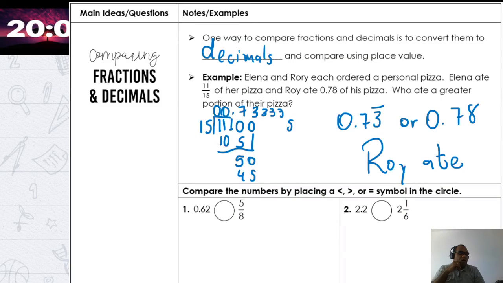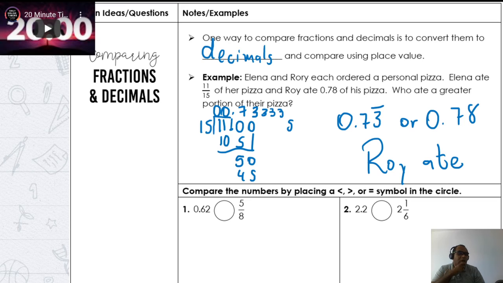Here, the next one, we need to compare, guys. For comparing, I need to convert it to decimal. Let's convert number 1 here. 5 divided by 8. 5 goes inside the box, 8 goes outside the box. How many times does 8 go into 5? 0. Decimal point here, you slide up. How many times does 8 go into 50? It is 6. 6 times 8, 48. 2. You add a 0 over here, bring it down.